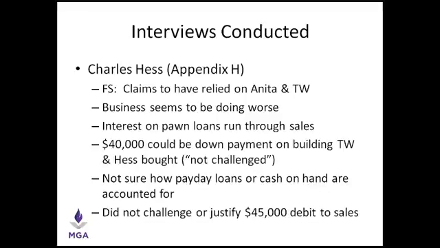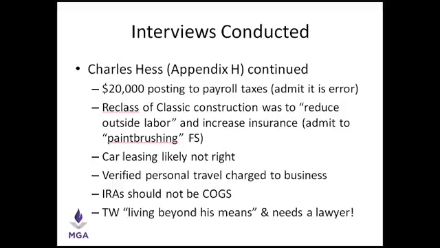He thought that Tom had made a down payment on the condo. Was unclear where the down payment came from. He's not sure how the payday loans or cash are accounted for. He didn't challenge the $45,000 debit to sales, so he didn't give any reason for that or say it was fine. He does admit that the $20,000 posting to payroll taxes was an error.